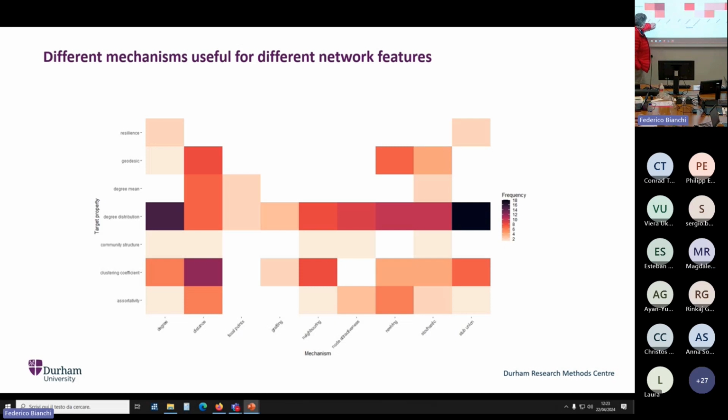Quite a lot have been targeting clustering coefficient. The spatial distance ones, you can see from this, are some of the more popular. That's been used a lot. And the rewiring picks up assortativity, degree distribution, and geodesics, for example. So that's kind of saying, if you want a network that has these sorts of realistic properties, then here's a sort of mechanism that you can look at.